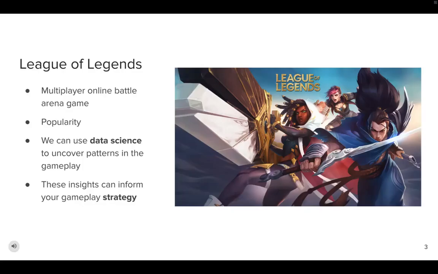To give a little bit of context, League of Legends is a multiplayer online battle arena game that has been extremely popular. So why does this matter to us? Well, our goal is to use data science to uncover patterns in the gameplay of League of Legends, and then you can use those insights to inform your gameplay strategy.